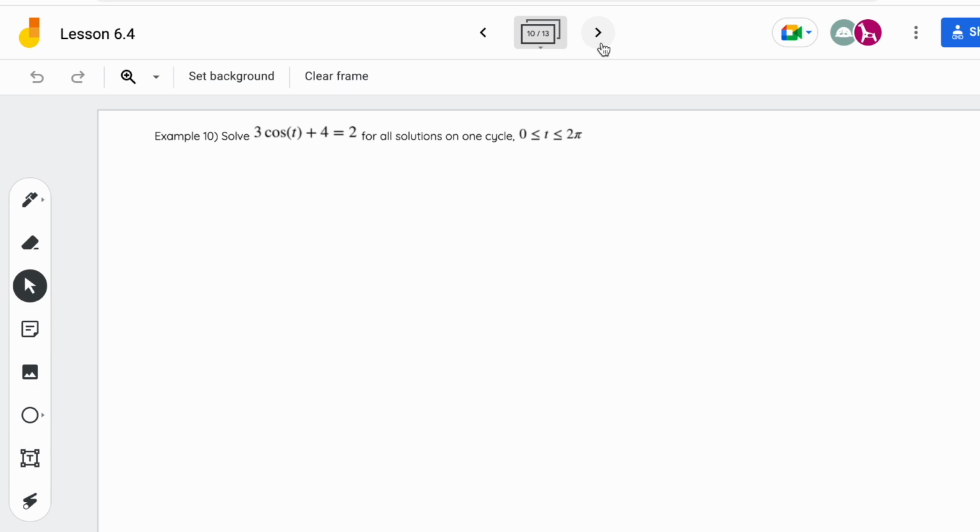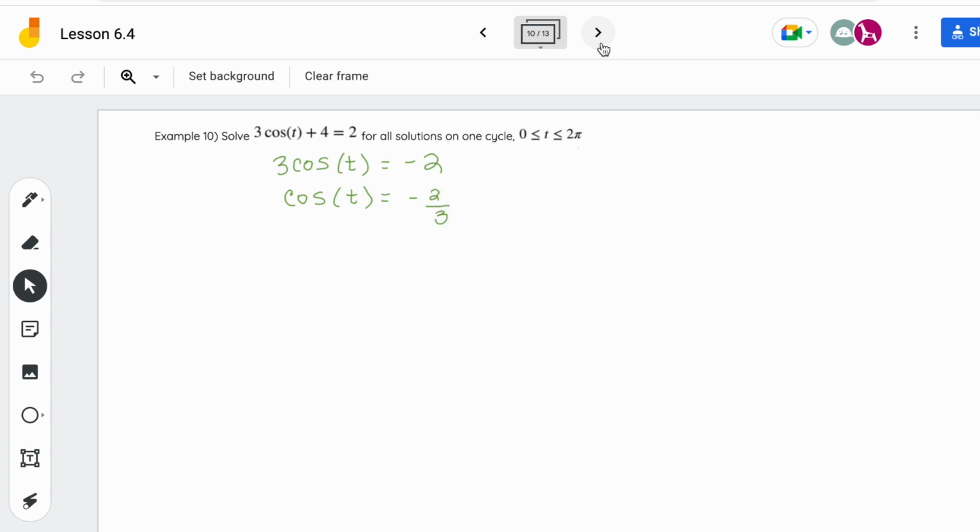Here we have 3 times cosine of t plus 4 is 2. Find all solutions in one cycle because cosine repeats its cycle every 2 pi. Again, we still want to isolate our trig function. So I'll start with 3 times cosine of t, and I will subtract 4 from both sides, giving me negative 2, and then divide by 3. So cosine of t is negative 2/3.